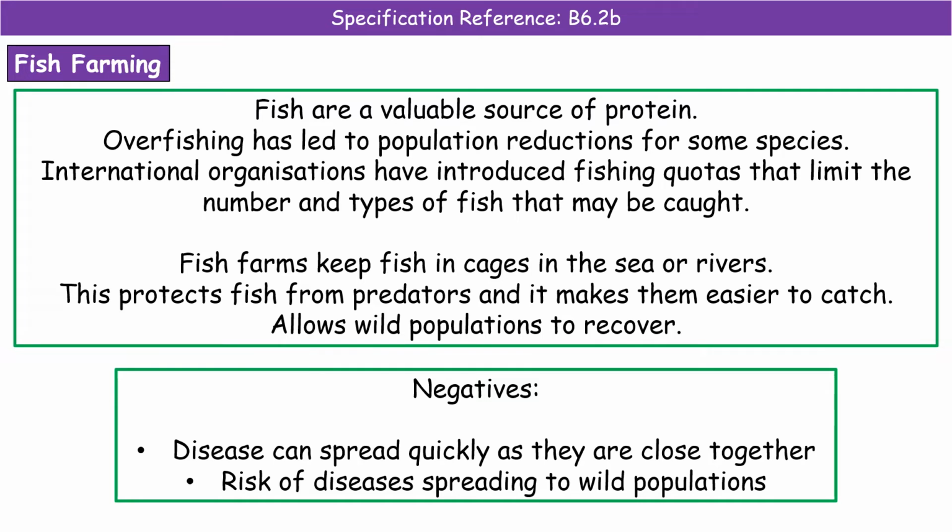We can use some different techniques to try to give us enough food. And fish farming is one of these newer techniques, if you like. Fish are a great source of protein for a large number of people across the world. But where we've carried out a lot of overfishing over the years, there's been quite a significant reduction in populations of certain species. So what we now have are these fishing quotas that limit the number and types of fish that people can catch to try to protect those wild populations.